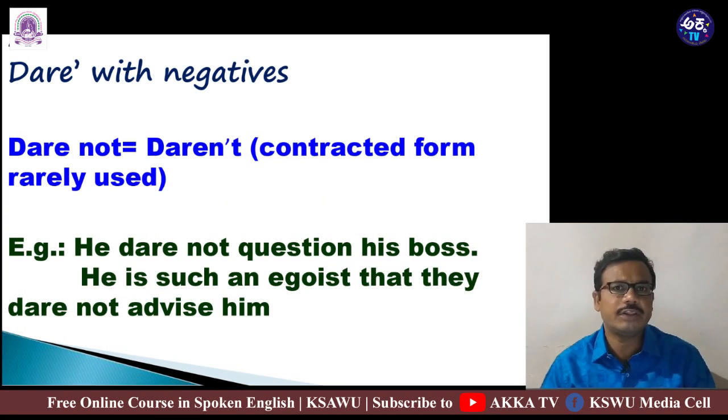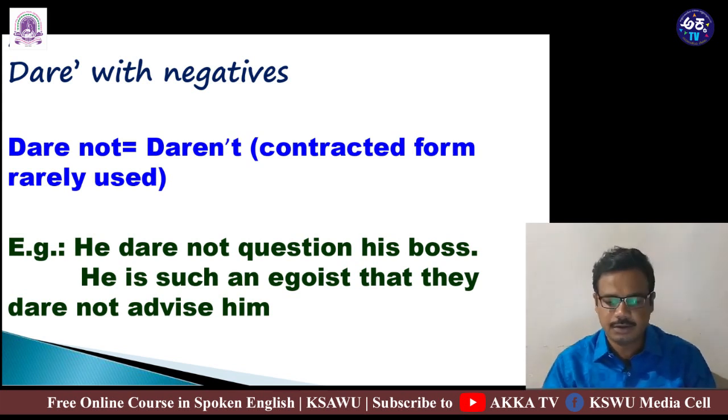And then dare with negatives. So with dare we use not, it becomes dare not, and daren't is the contracted form, and it is rarely used, and we always make it emphatic whenever we say dare not. So that is the reason contracted form is not used.